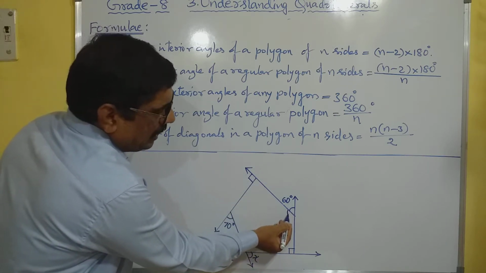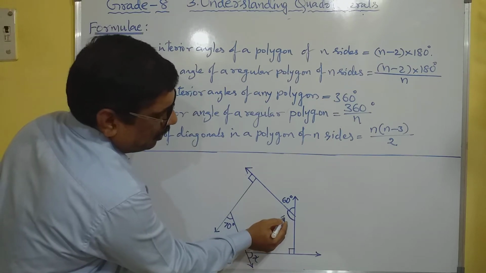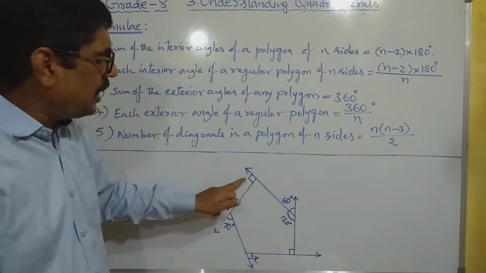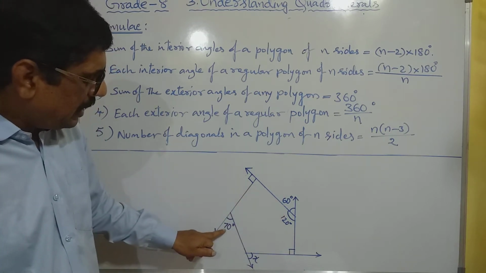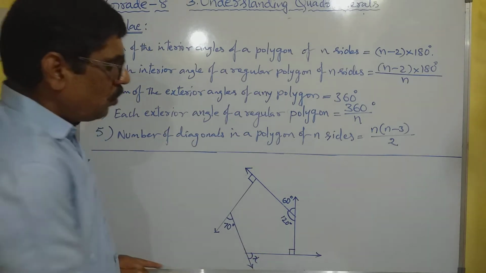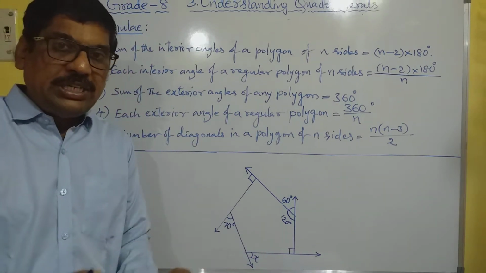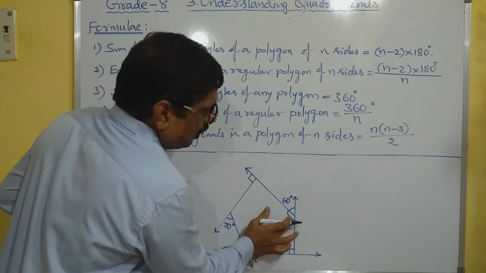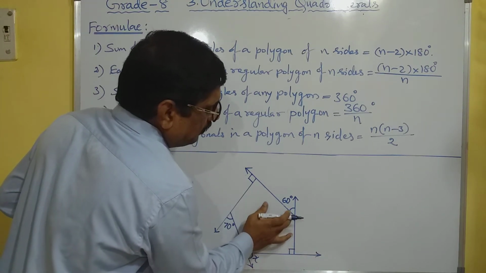If you take the angle like this, for example 120 degrees, it is an interior angle. Here the exterior angle is 90 degrees, here the exterior angle is 70, here the exterior angle is x. Like that, we must know the difference between exterior and interior angles of a polygon. Okay, now let us go with the formulae.